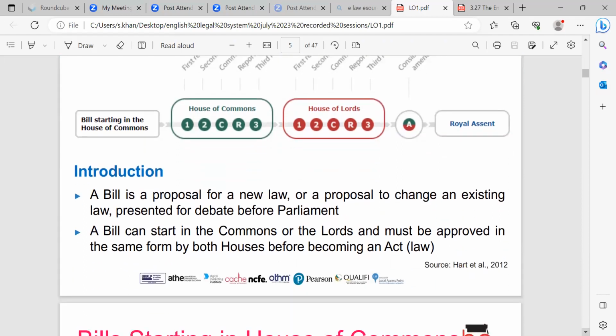So a bill is a proposal for a new law or a proposal to change an existing law, presented for debate before Parliament. A bill can start in the Commons or the Lords and must be approved in the same form by both houses before becoming an act, which is a law. The government in the UK introduces a great majority of acts of Parliament. Parliamentary Counsel to the Treasury, first by instructions, drafts what should be included in the proposed law and its effects and impacts on society, and this is known as a bill.